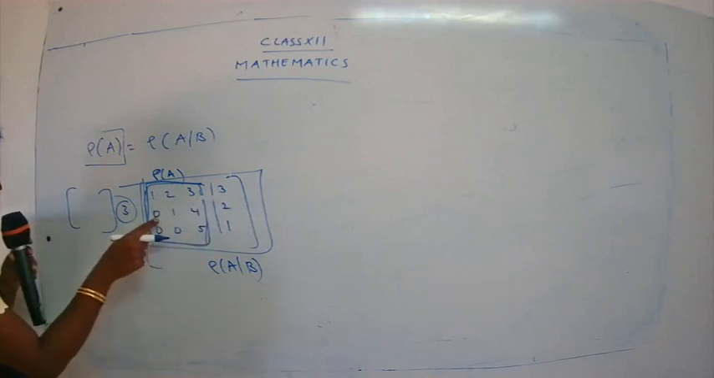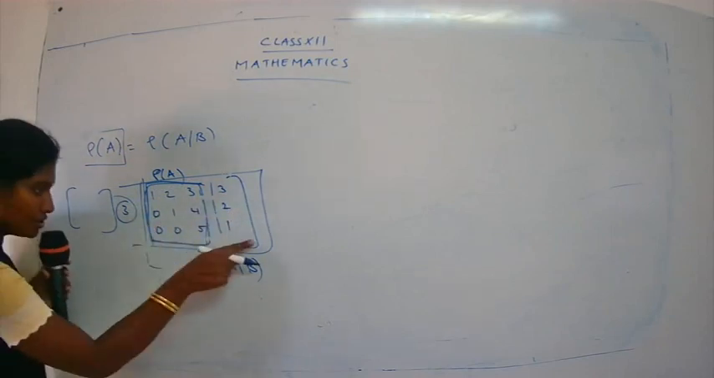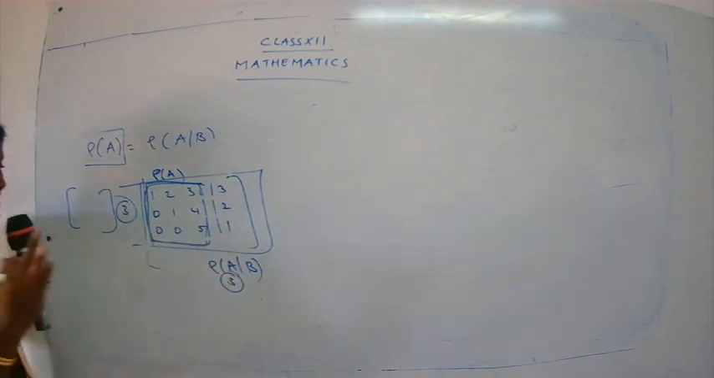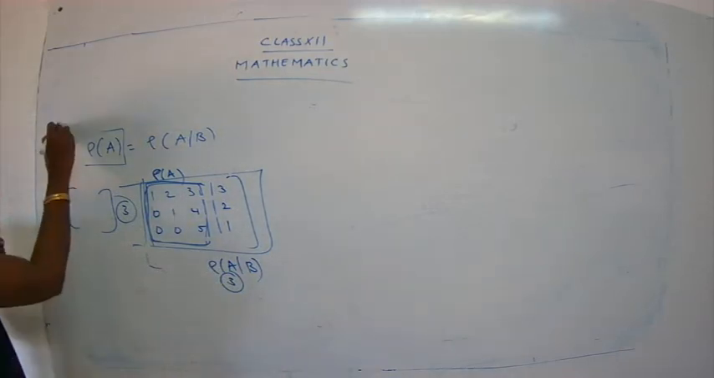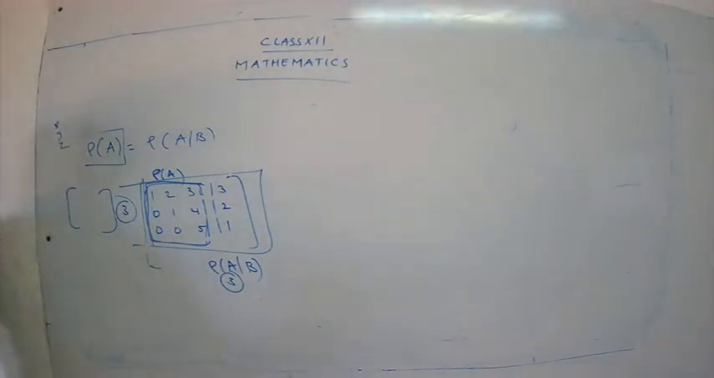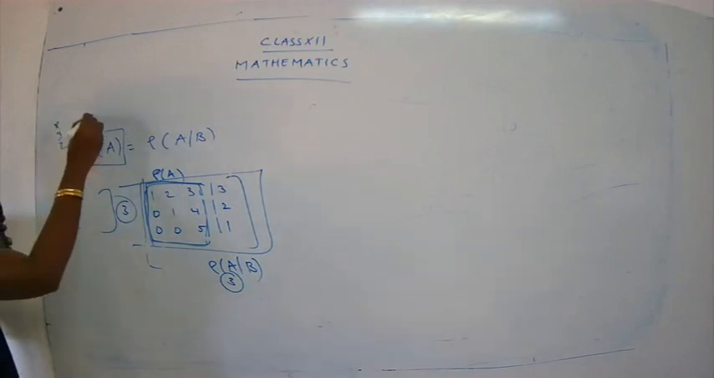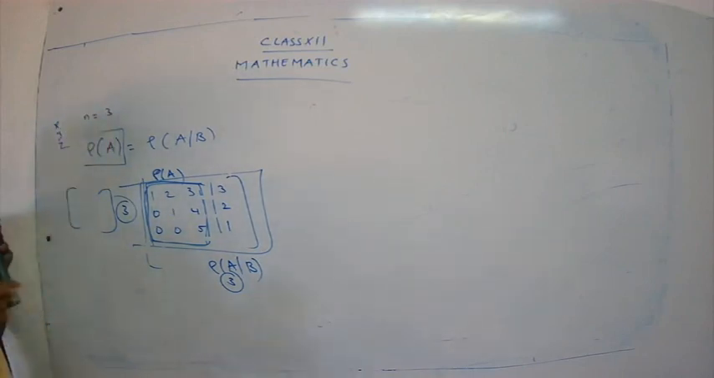Okay, now let's go for rank AB. Non-zero row, non-zero row, non-zero row. So what is the rank here? It's 3. And I have told you, if you are using the 3 unknown variables x, y, z, what is n here? The number of unknowns will be 3.